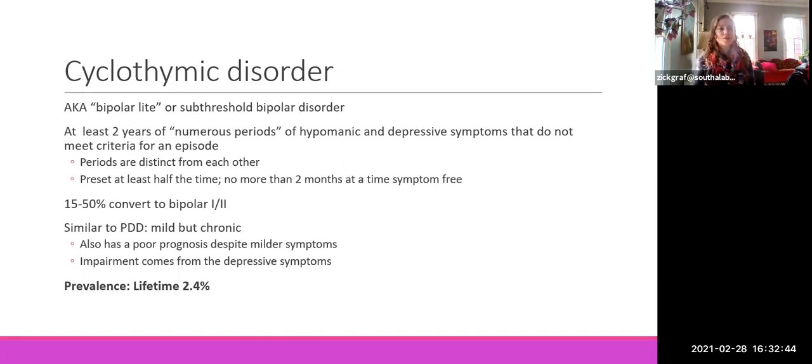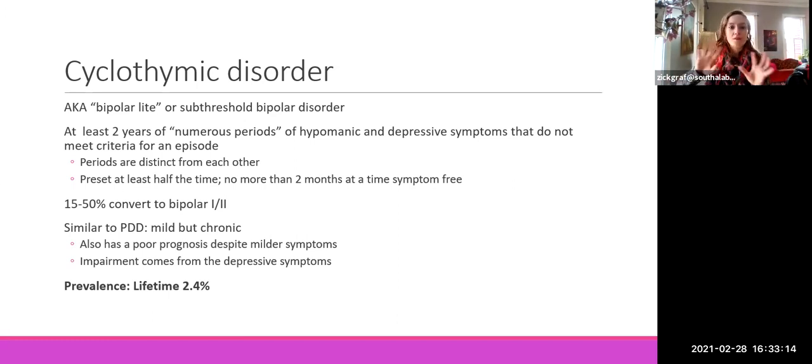Cyclothymic disorder has also been called bipolar light or subthreshold bipolar disorder. Similar to persistent depressive disorder, it's basically a very chronic but less intense manifestation of bipolar disorder. This is when you have at least 2 years where you have numerous periods of hypomania and numerous periods of depression, but neither of those periods meets the full symptom criteria for a hypomanic episode or a major depressive episode.